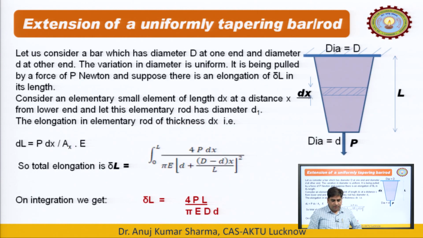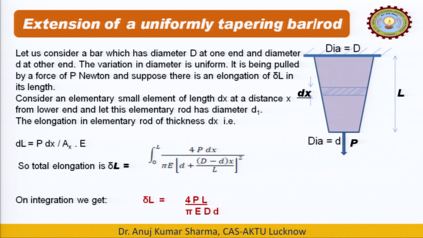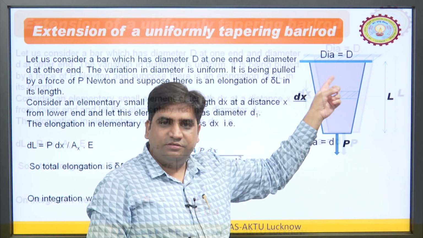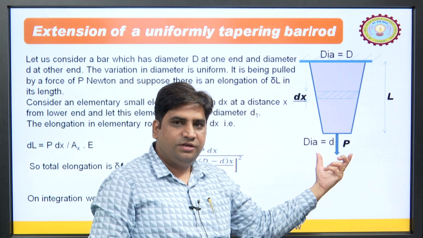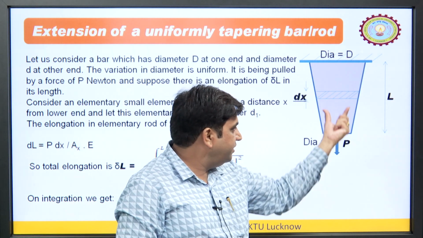Now, in simple steps we will take 2-3 more different types of rods, then we will come back to the series or combination of the rods, in series or in parallel. So, here it is not a uniform cross-sectional bar, it is a varying cross-sectional bar.